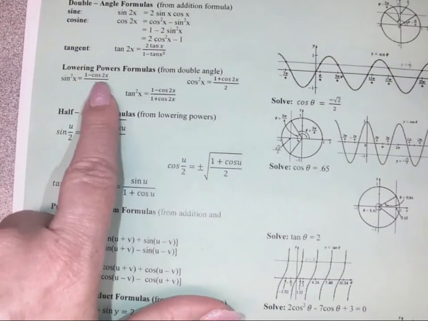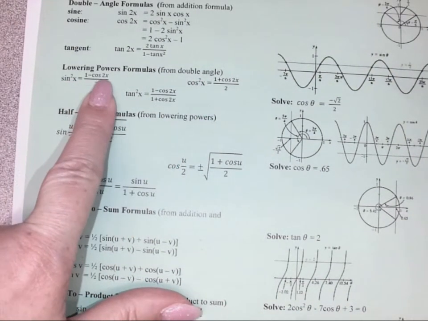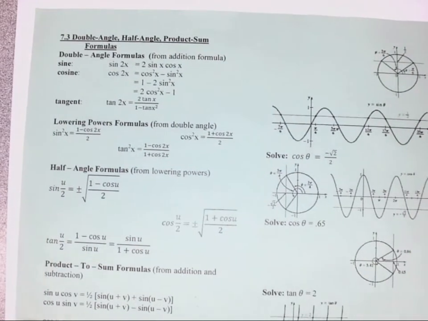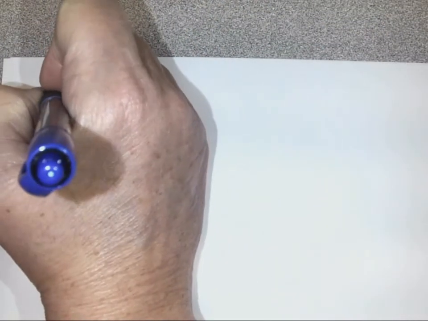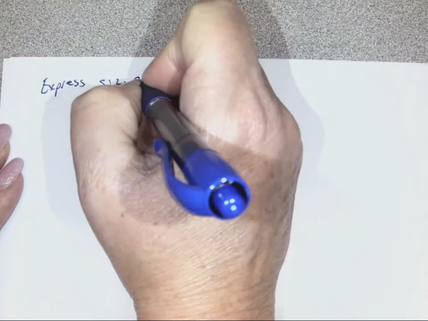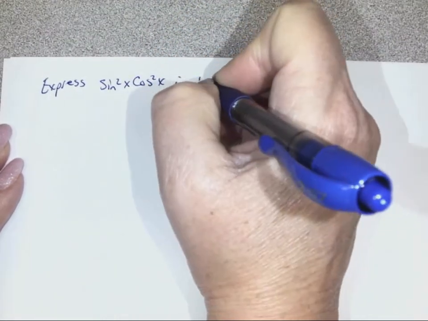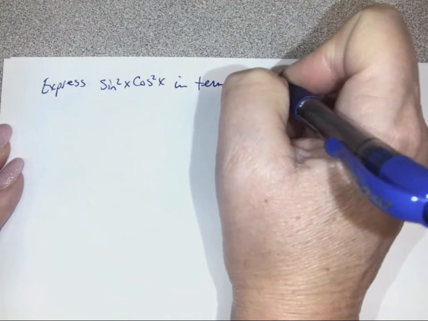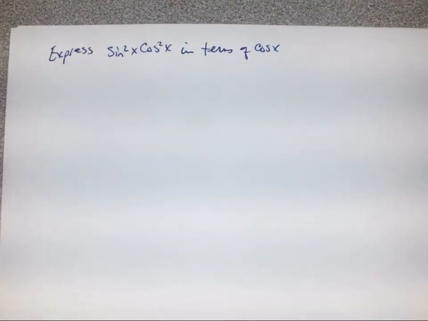All right, let's go look at a lowering powers formula. So that's these formulas here, and it takes us from a squared down, and notice they become double angles. So there's going to be a little bit in here to do, but we're just going to take it one step at a time. So we are going to express sine squared x cosine squared x in terms of cosine x. So that tells us we need to move everything into just cosine. No sines, so we're going to have to get rid of all of our sine.